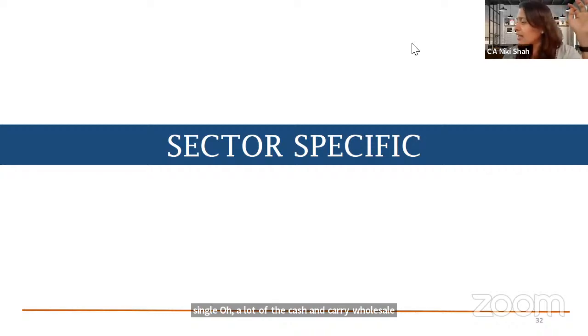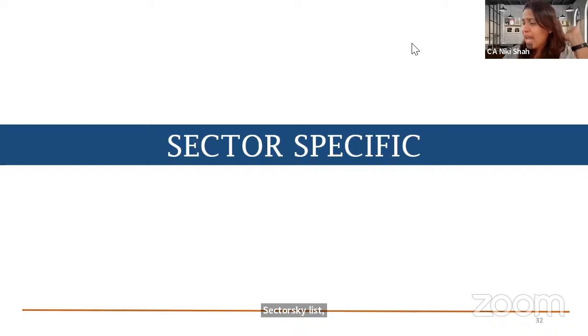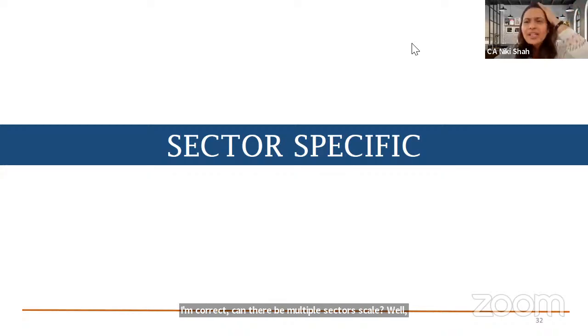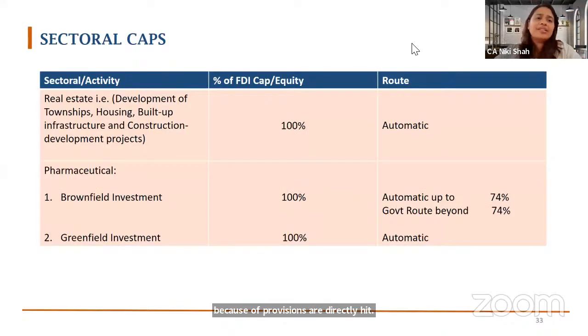Sectors ki list agar main dekhu to conditions and sectors are going up to A, B, C, D, E, F, and har ek F ke andar bhi multiple sectors ke multiple sub provisions aa jate hain. But today we are only going to be touching upon two sectors just for the base of understanding of it.